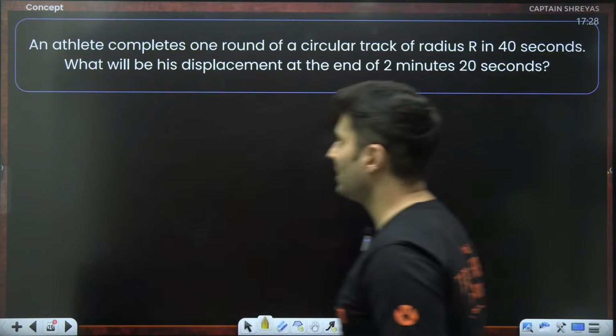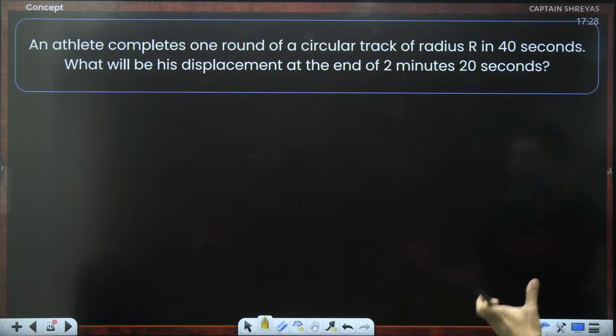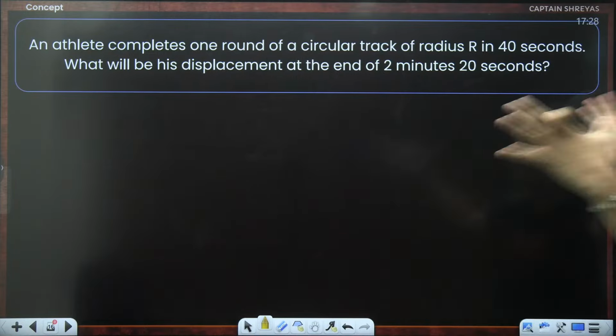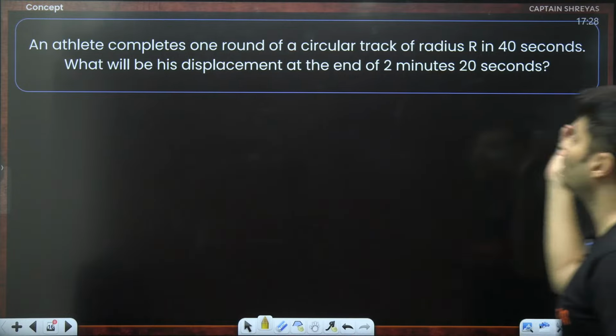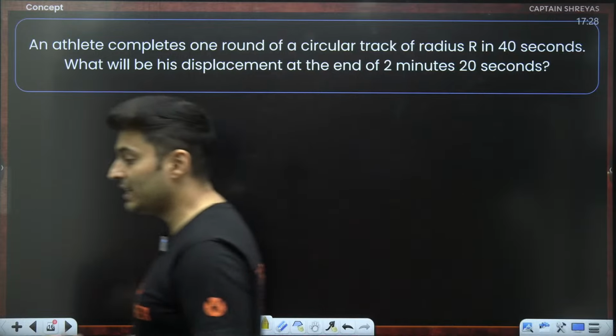Let's do more questions coming up on your screen. An athlete is completing one round of a circular track of radius r in 40 seconds. What will be his displacement at the end of 2 minutes 20 seconds?